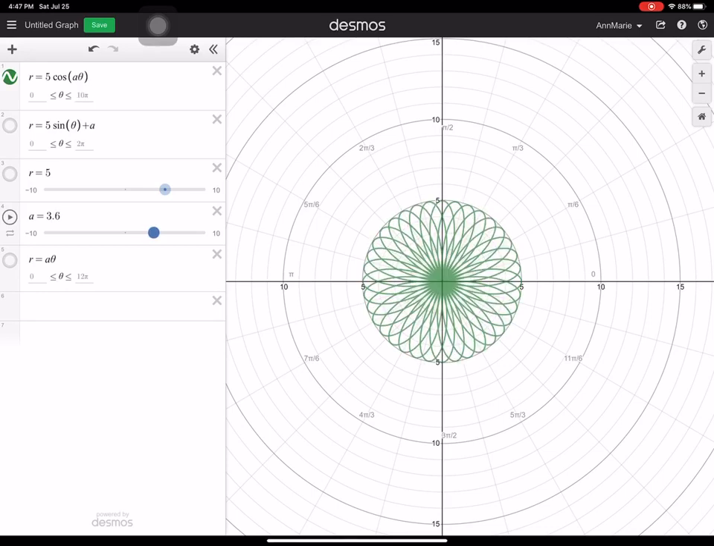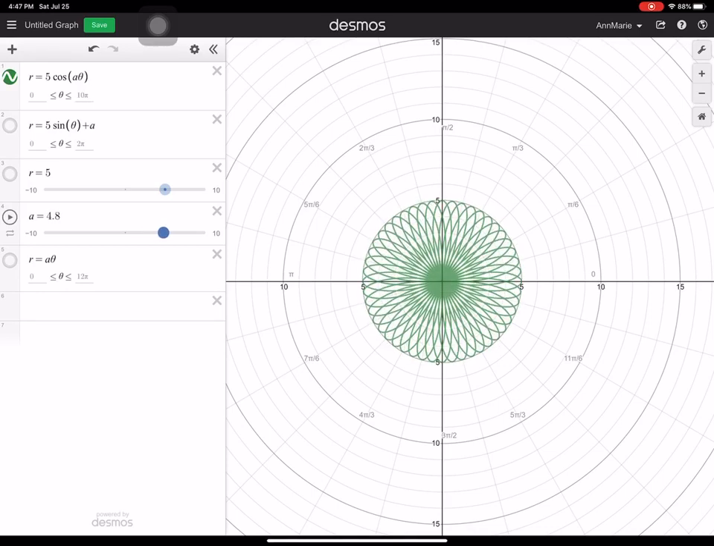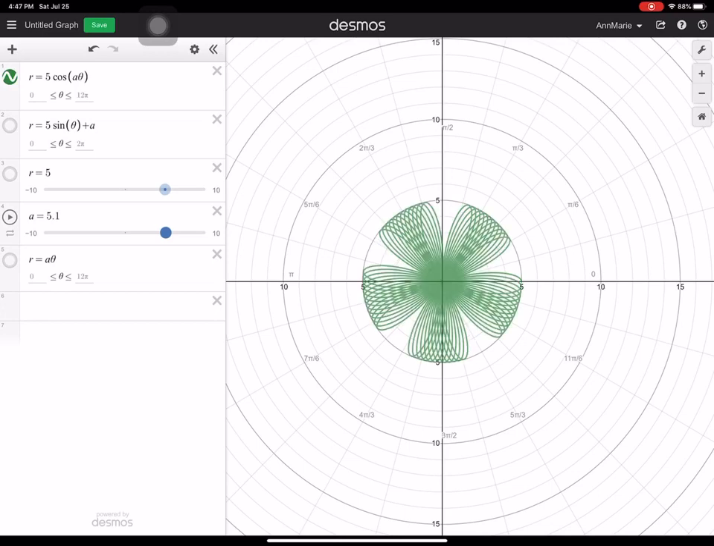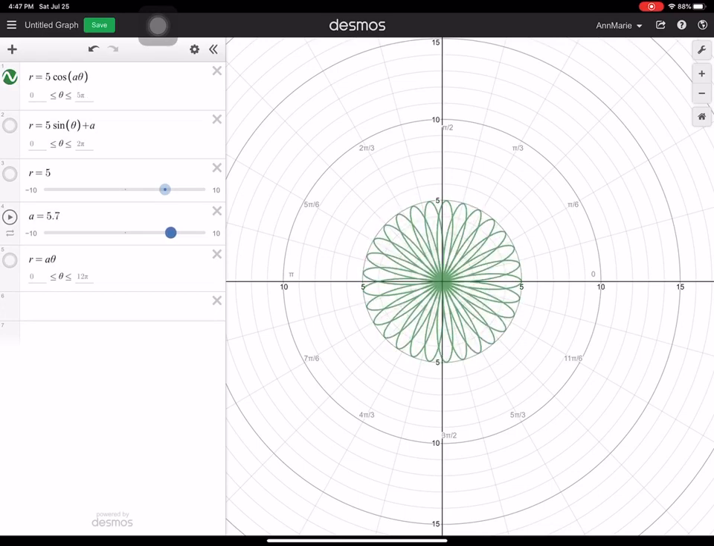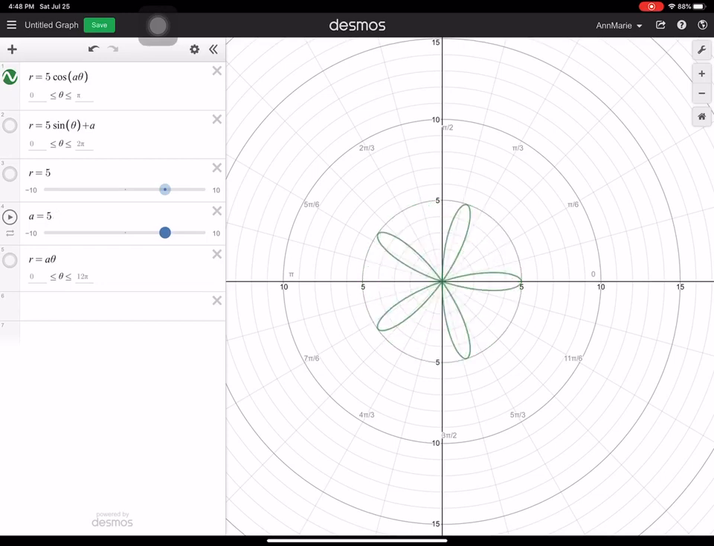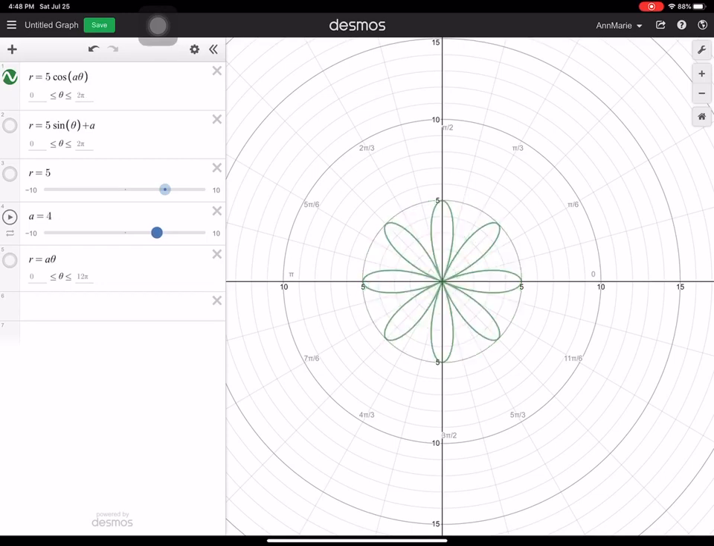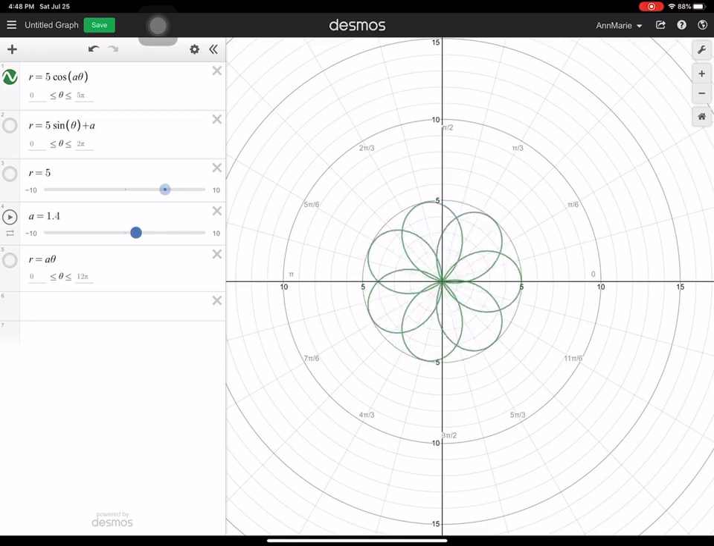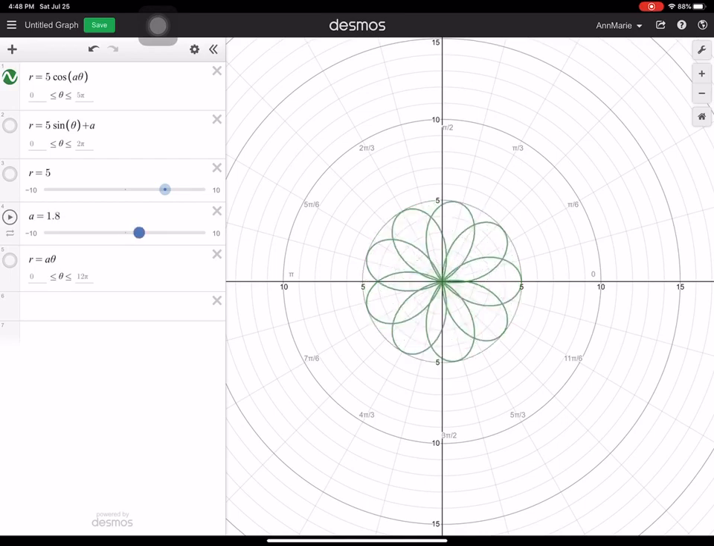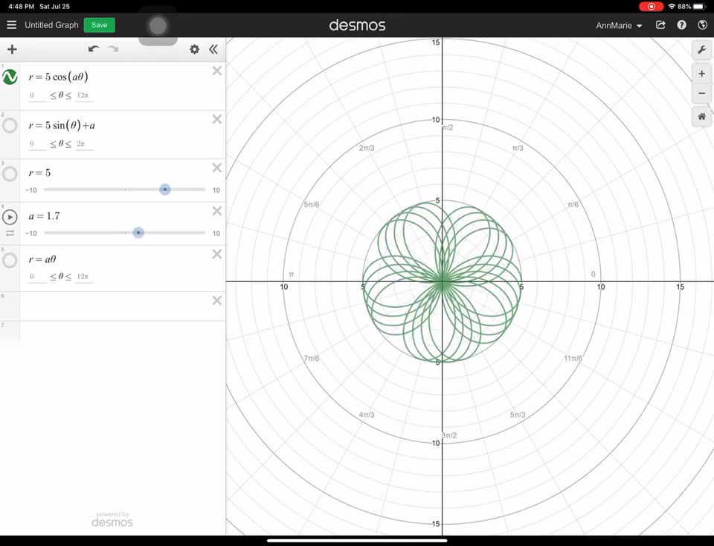So you notice that you can get all sorts of roses, right? And really the only way to know what size you're going to get, what type you're going to get, is to make a table of values or play with Desmos. So Desmos does some really cool work for us. All right. So limaçons, roses.